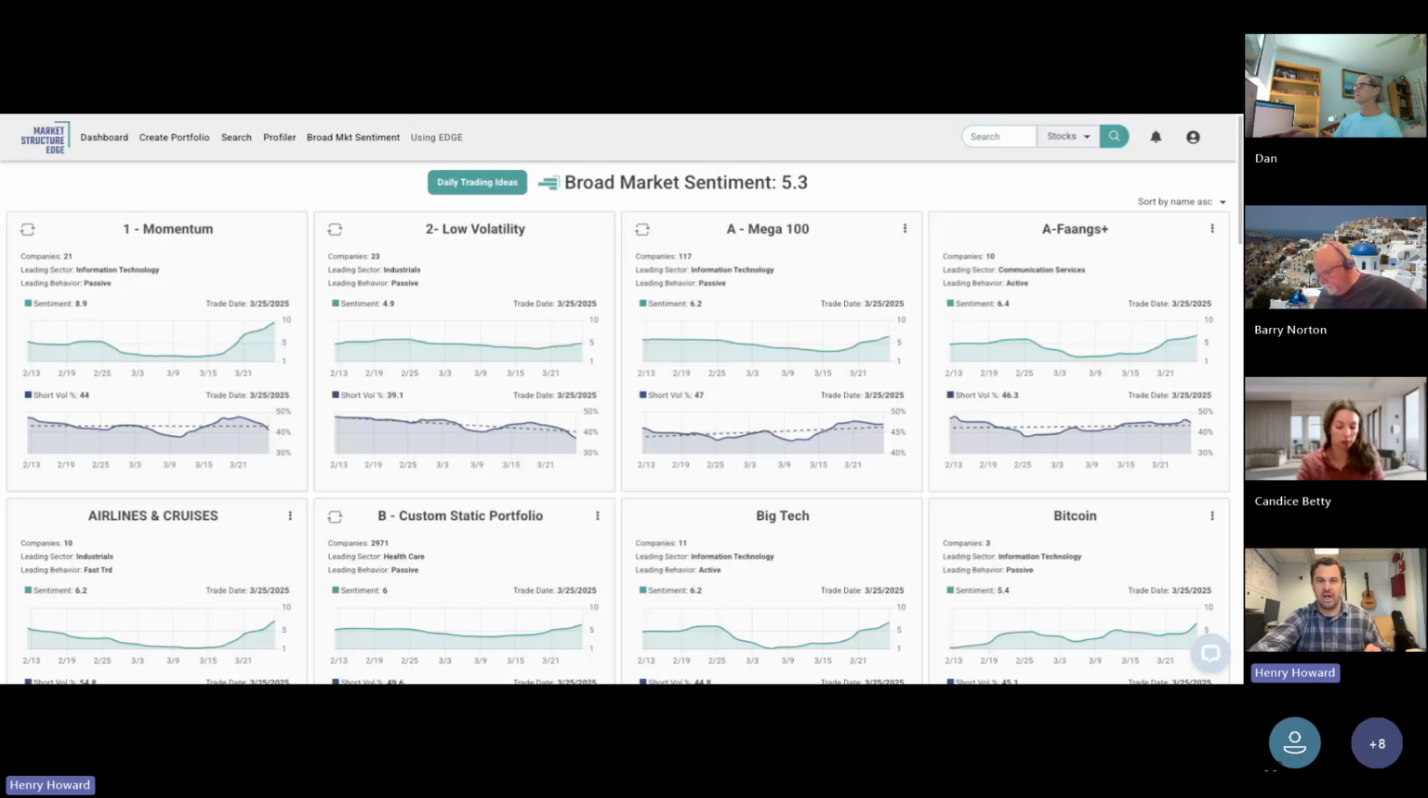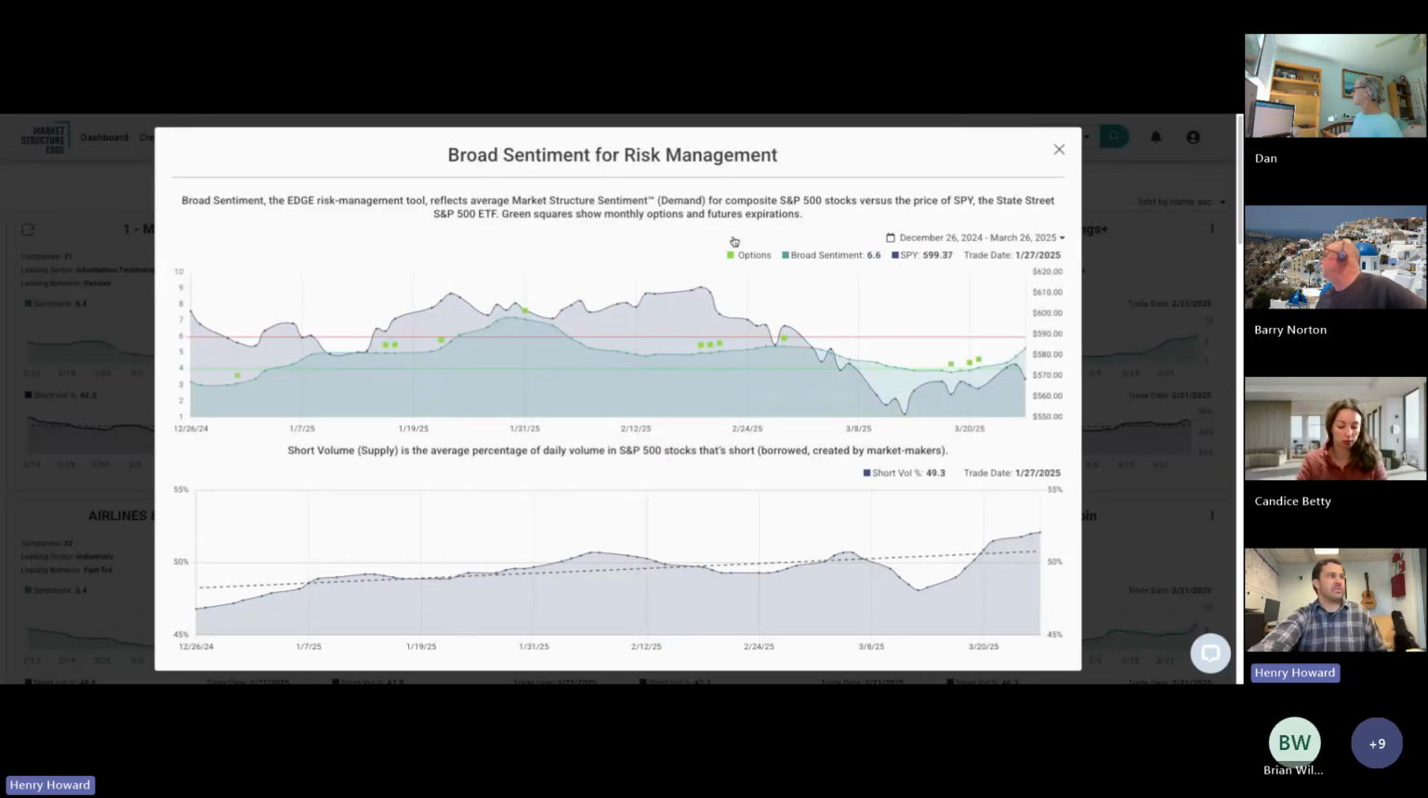And so I'm going to start by giving you a little bit of an overview for those of you who are new with Market Structure Edge. So this is our dashboard. This is broad market sentiment. Broad market sentiment is based on the State Street S&P 500, and it's a measurement of sentiment. It's a measurement of the activity within the S&P 500.